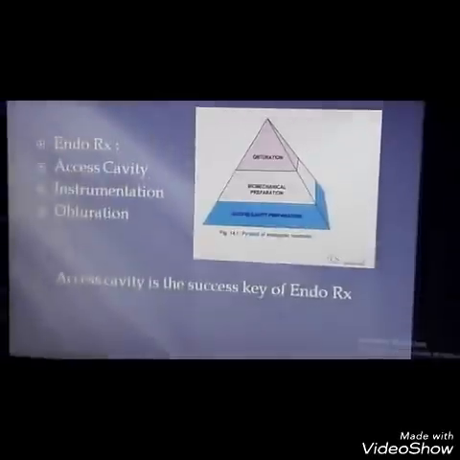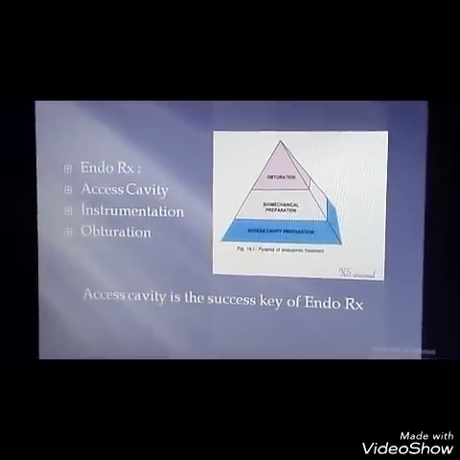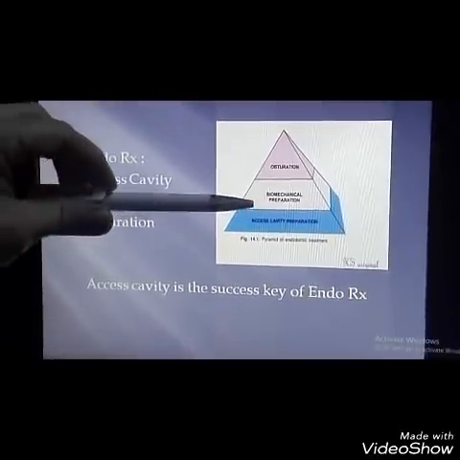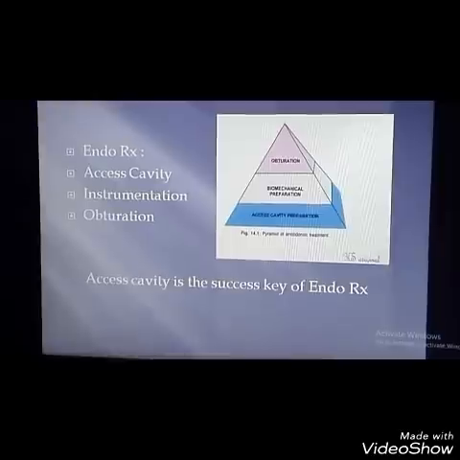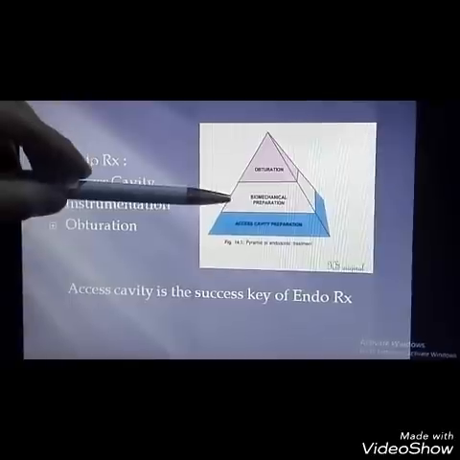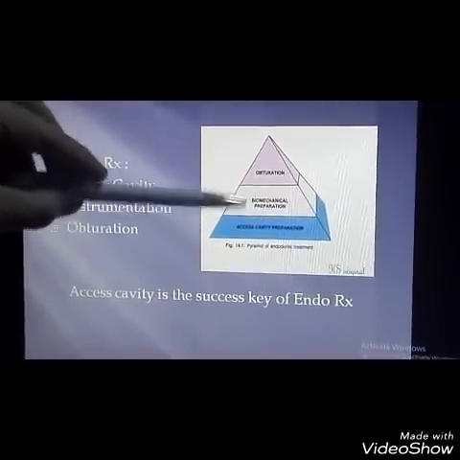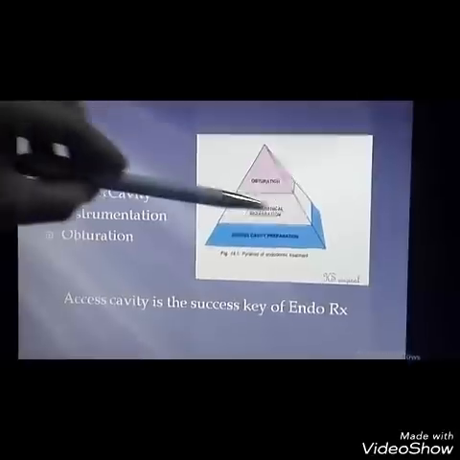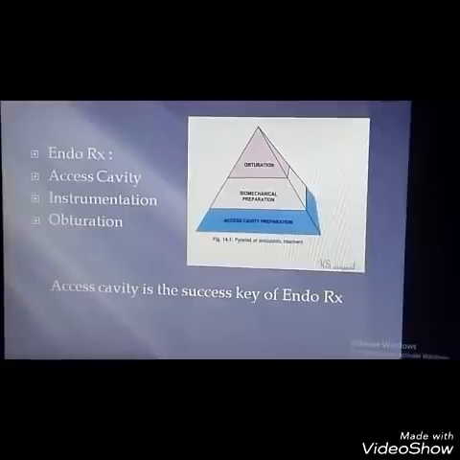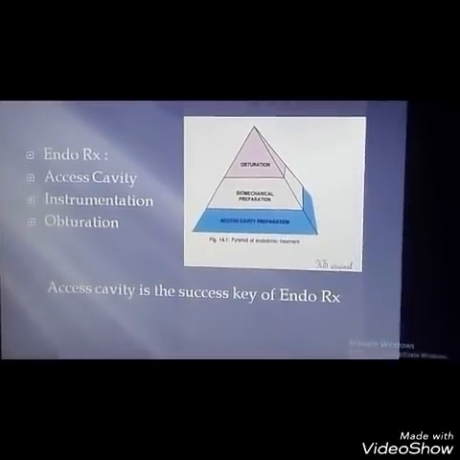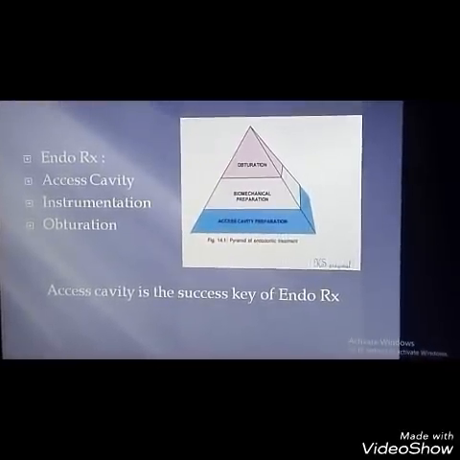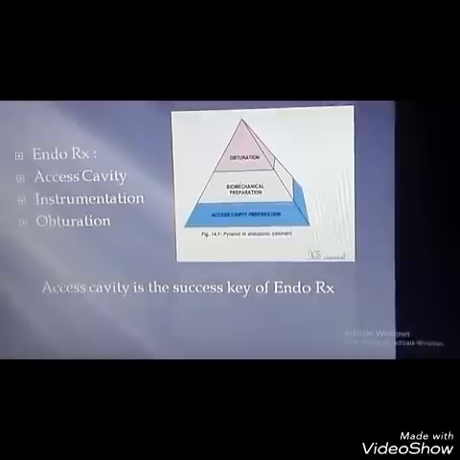So I want to create a smooth straight line path to the canal system. This will facilitate biomechanical preparation for complete cleaning and allow complete irrigation, and this facilitates obturation. I want to get 3D hermetic obturation and sealing of the canal to prevent bacterial recontamination. 3D hermetic obturation, I mean for length, width, and density.